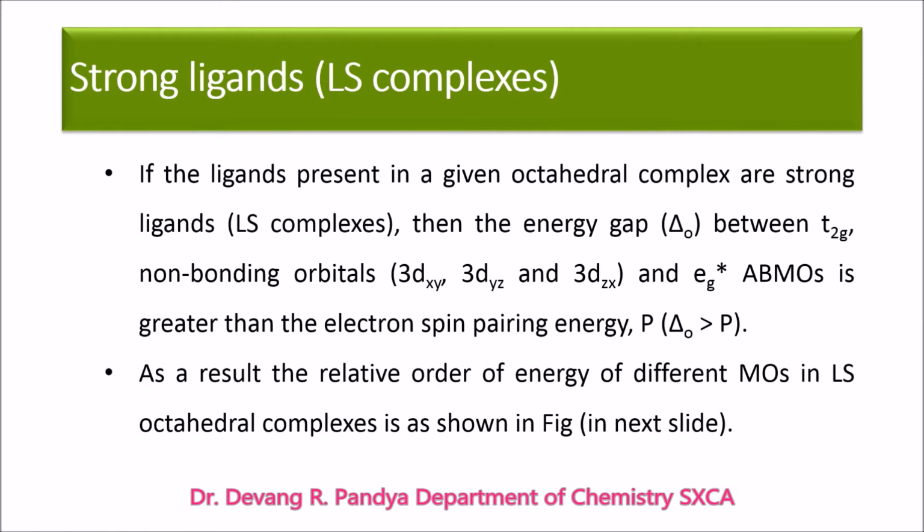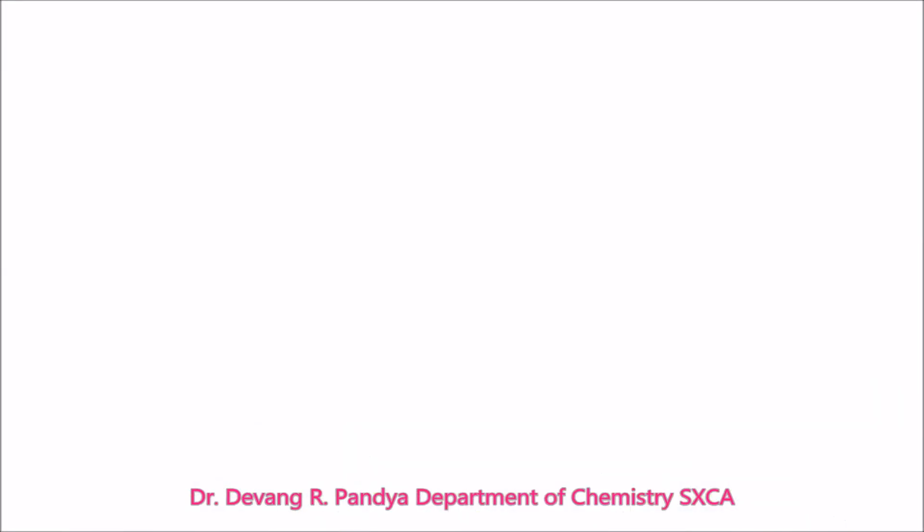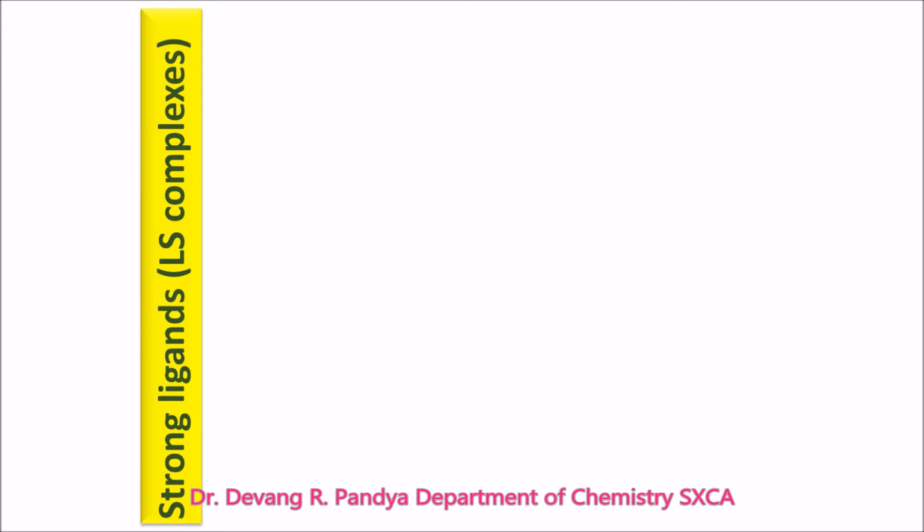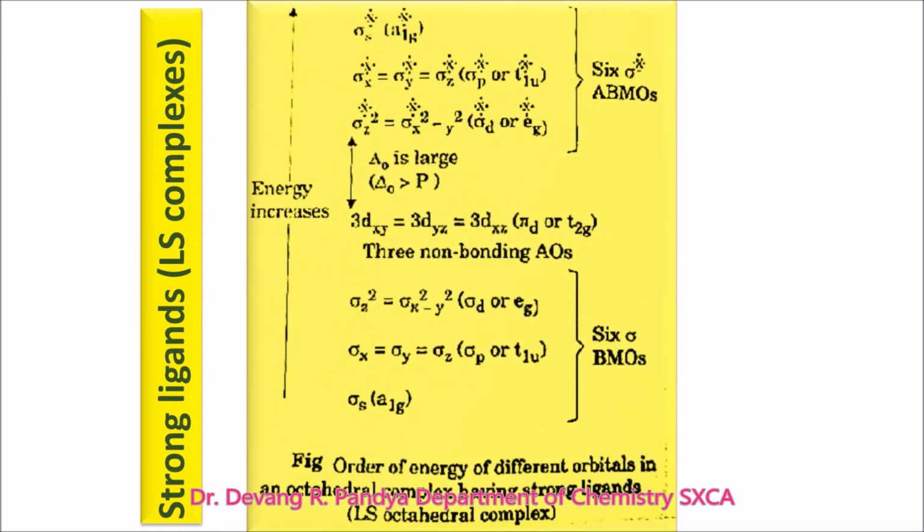As a result, the relative order of energy of different molecular orbitals in low spin octahedral complexes we can see in this diagram: strong ligands and low spin complexes. This is the energy order of MO. Here there should be ligand group orbitals, and here there should be the atomic orbitals of the metal.